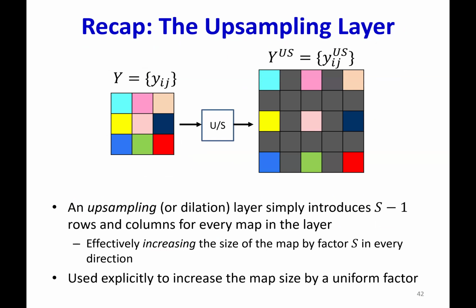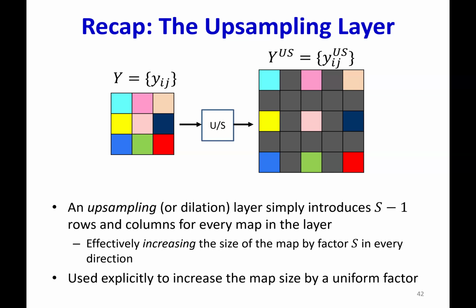Anybody remember? What did we do in upsampling? We just inserted rows and columns of zeros, correct? They're not empty spaces, they're spaces of zeros. Now tell me, consider this element over here. Is there any element of the input which influences this value, this gray box? Is there anything in the input that influences the gray box?